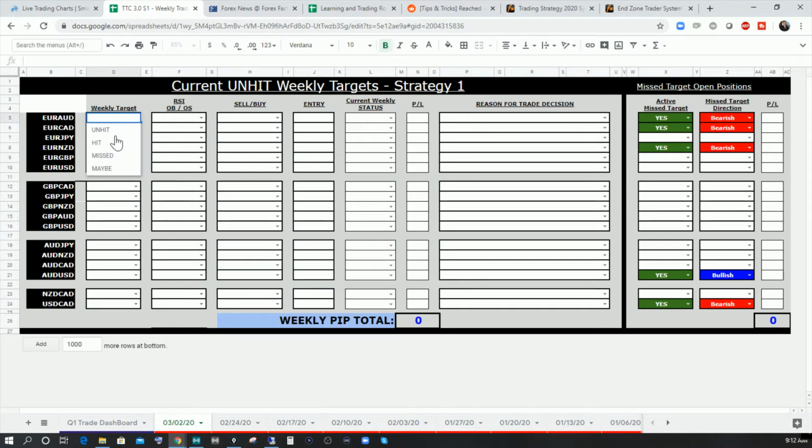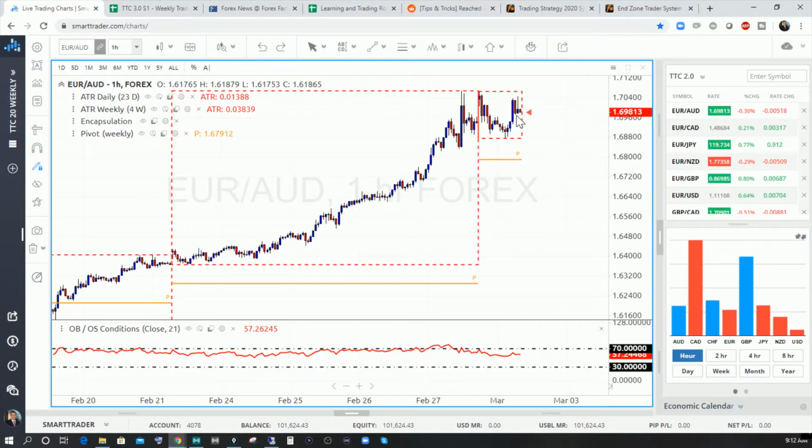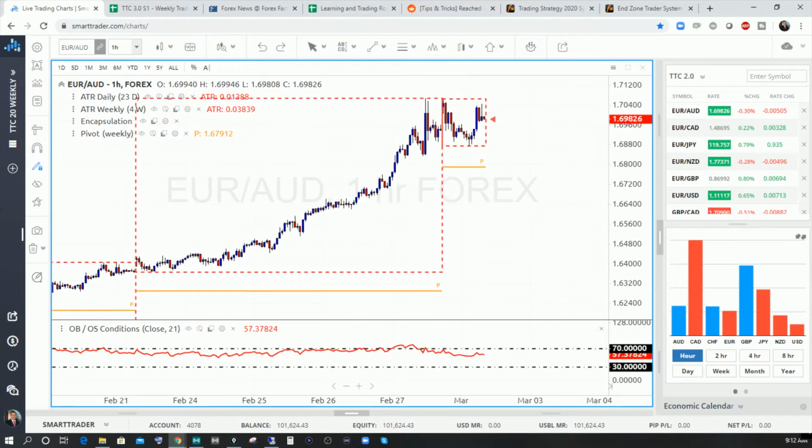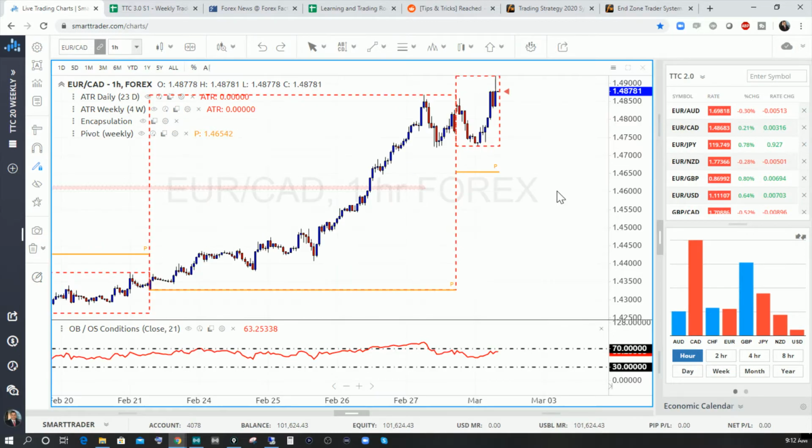All right, starting at the first one, we said that we have an unhit target this week. And we're looking for a bearish alert, right? So the first one right here is the Euro Aussie. Looking for a bearish alert, so we're looking for price to move higher before going ahead and selling. Let's go to Euro Canadian, all right?